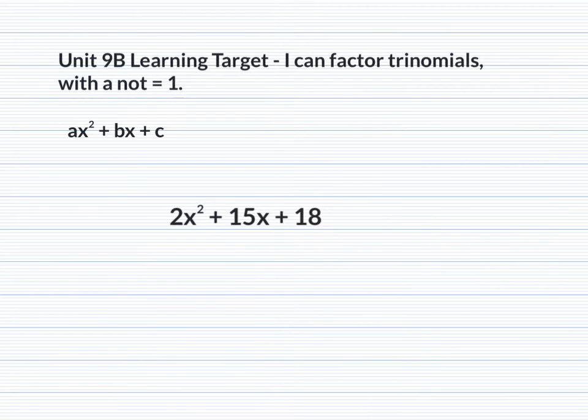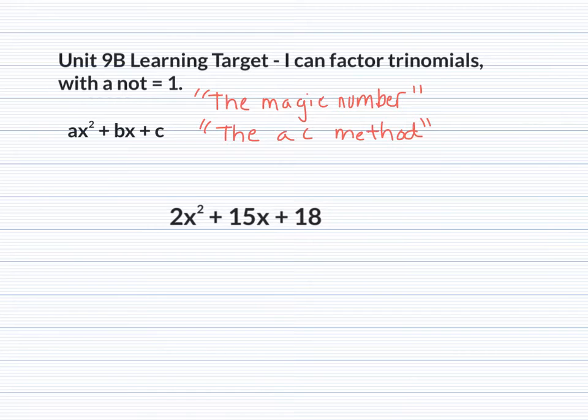But sometimes people call it the magic number. Some people call it the AC method. This is what we are going to call it.